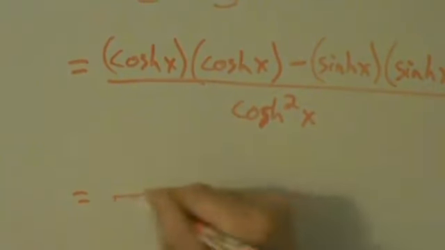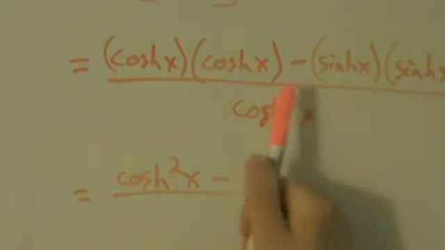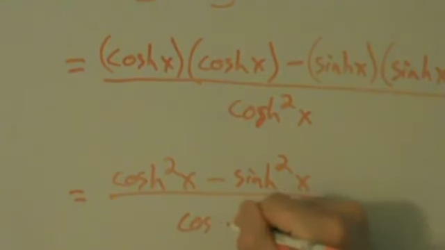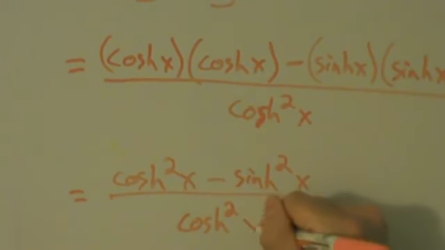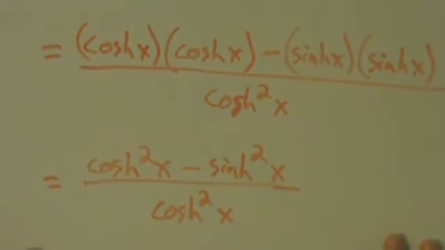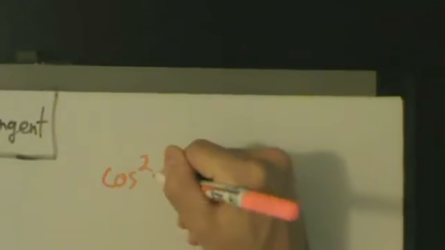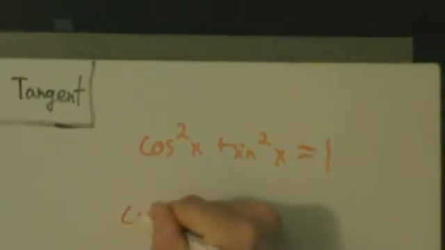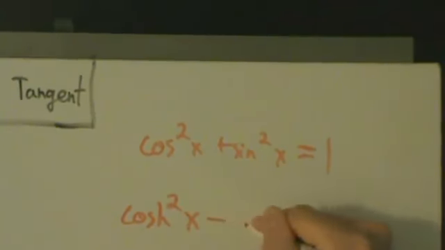cosh squared of x minus sinh squared of x, and then all that's still divided by cosh squared of x. Okay, so there's an identity for these hyperbolic trig functions that says cosh squared of x minus sinh squared of x is equal to 1. Remember for cosines and sines, we know that cosine squared of x plus sine squared of x equals 1, right? But for hyperbolic trig functions, it's a little bit different. The identity is cosh squared of x minus sinh squared of x equals 1.